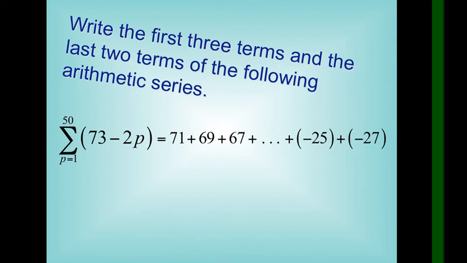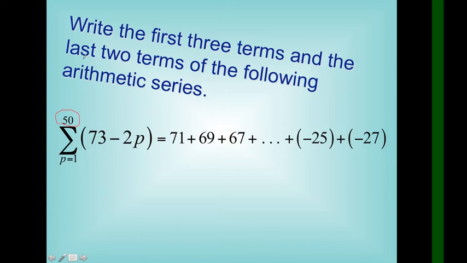So the first three terms are 71, 69, and 67. And the last two terms are negative 25 and negative 24. Since our p is equal to 1, which we will just change into 1, and it has 50 terms, the last term is the 50th.